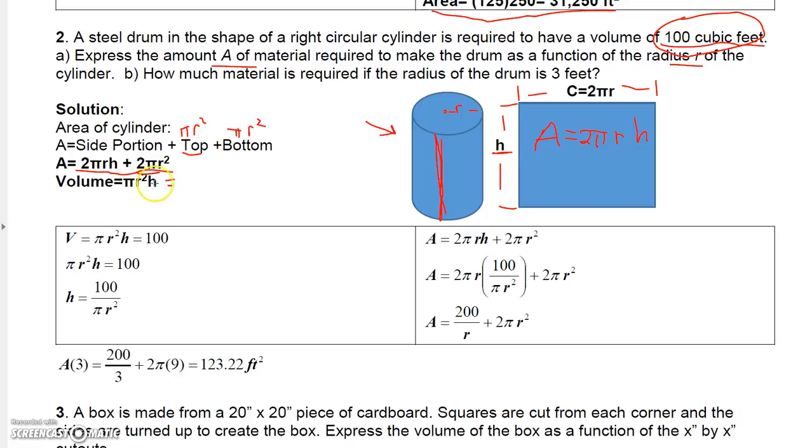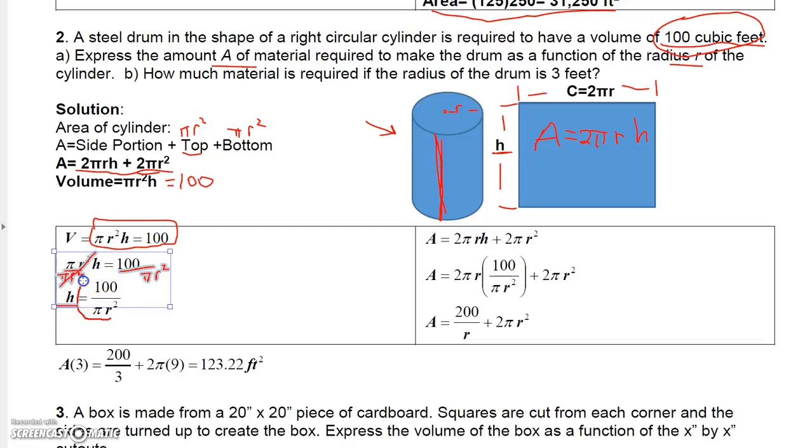Since they told me that the volume needs to be 100, I can take that equation and solve this for h by dividing both sides by pi r squared. So just divide this by pi r squared, and then divide this by pi r squared. And then, of course, over here all that will cancel, and I'll just get h, and here I'll get 100 over pi r squared.